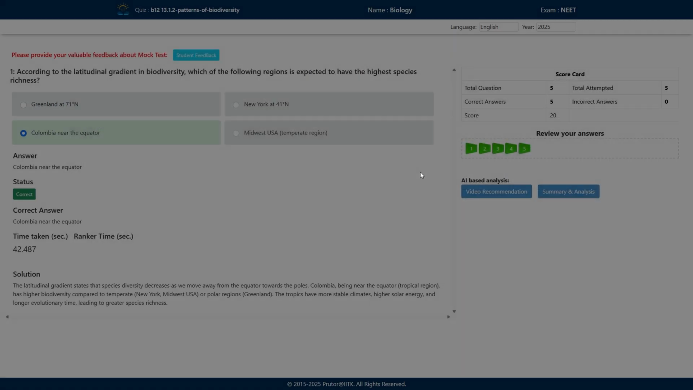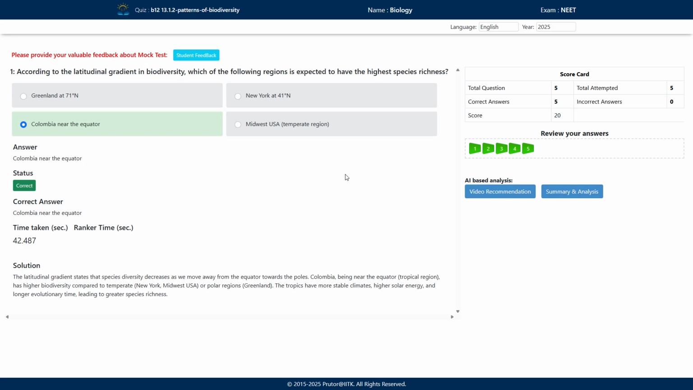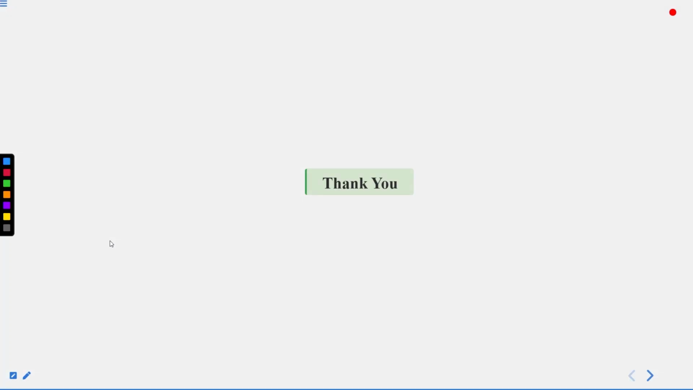So with this we have discussed the DPP as well. Okay, all our answers are correct. So with this we will end this session.